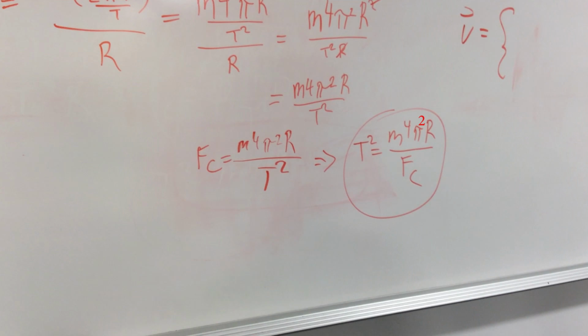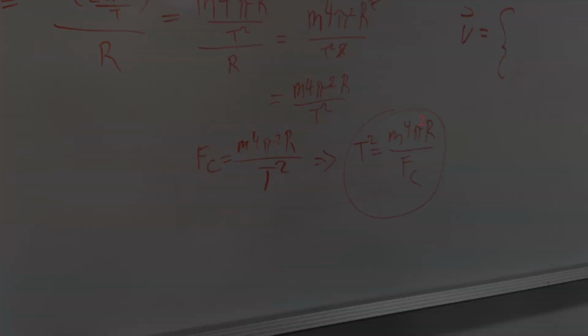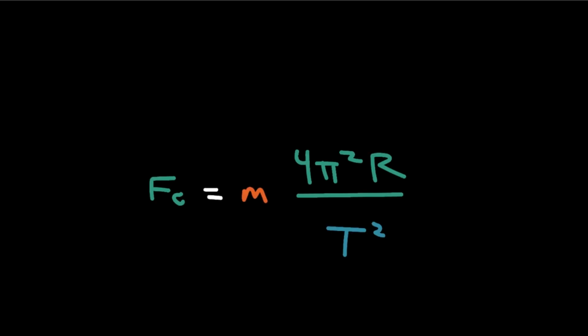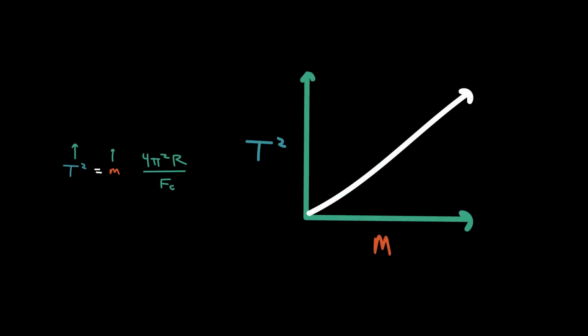You'll notice at the end of the clip that if we already know the centripetal force exerted, we can predict the period. We just need to swap f sub c and T squared to get T squared equals m times 4 pi squared r over f sub c. We can also observe that mass appears to be directly proportional to the square of the period, meaning that as mass increases, we can expect our period to increase. Graphing the data should produce something like this.